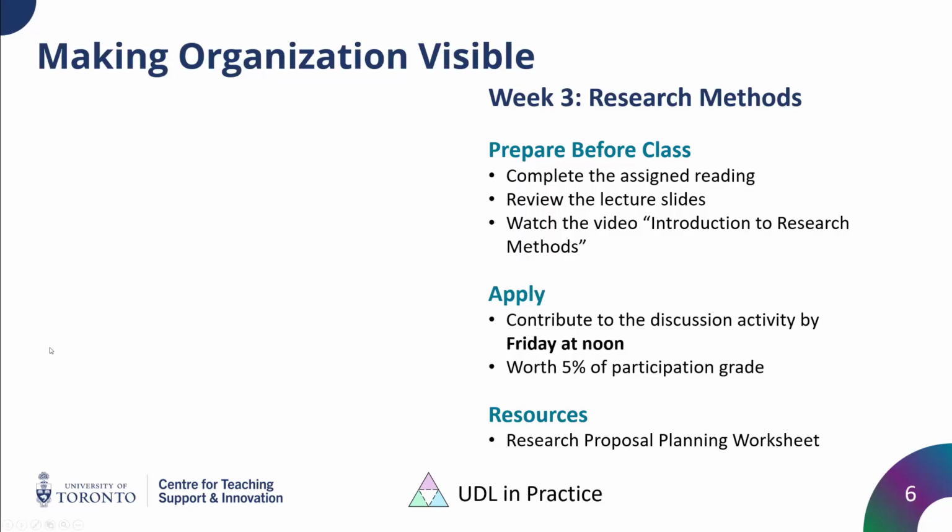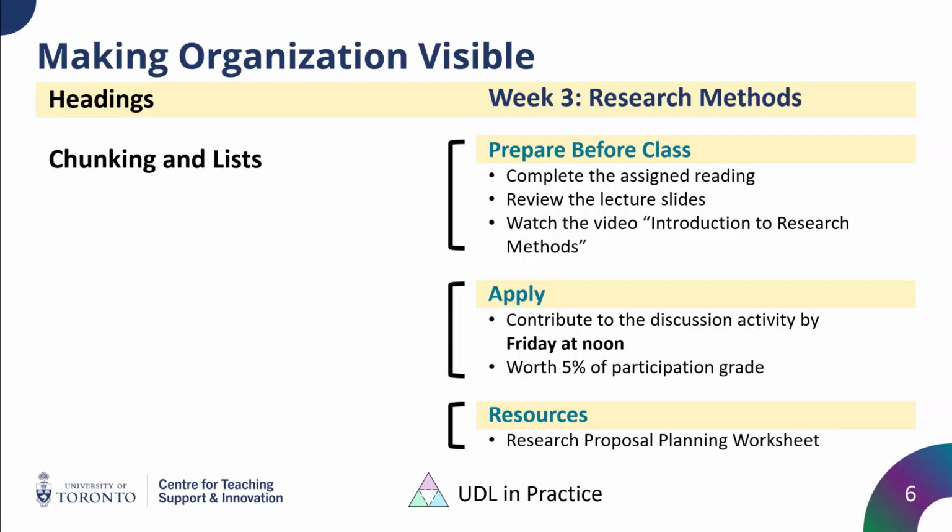First, we have headings that help identify sections and signal what information belongs together. Next, we use chunking and lists to break information into smaller, more manageable pieces. So rather than reading a full paragraph, your learners can quickly scan for the information they need. And white space also plays an important role. The spacing between sections helps separate ideas and make the overall structure easier to see.